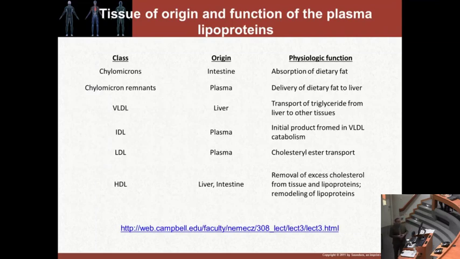And again, just for review's sake, this is the origin of where some of these lipoproteins are coming from, right? So HDL, remember, is coming from the liver and from the intestine, and that's the removal of excess cholesterol from tissues and the remodeling of lipoproteins. And so HDL is known as the what cholesterol? Good, right? HDL is good. This is in opposition to the LDL, which is found primarily in the plasma and transports cholesterol from the liver to the periphery. LDL is the bad cholesterol.